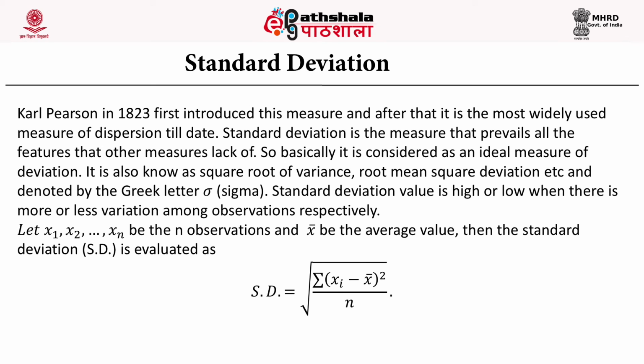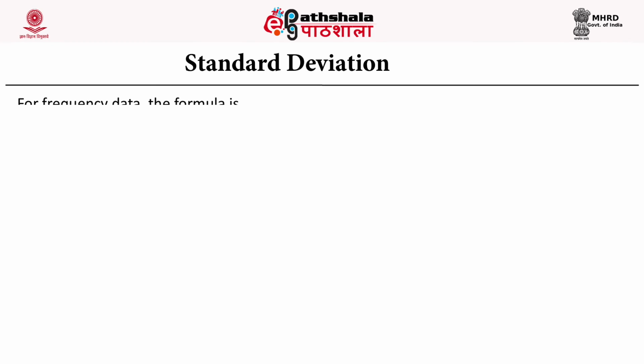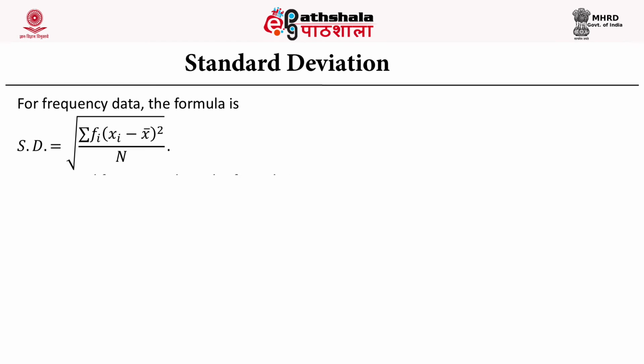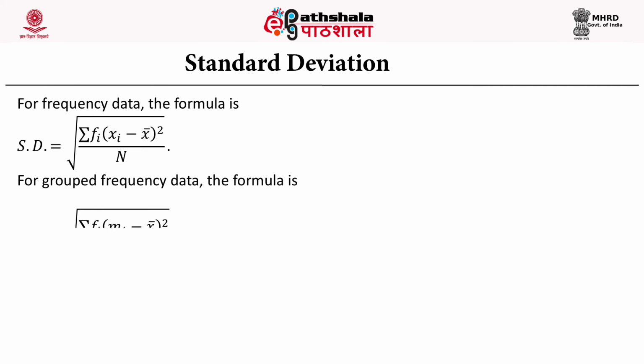Let us suppose we have n observations x1, x2, ..., xn, and x bar is the average value. Then the standard deviation is evaluated as the square root of summation of xi minus x bar whole square upon small n. For frequency data, the formula is the square root of summation of fi into xi minus x bar whole square divided by n, where fi represents the frequency and x bar is the mean value.